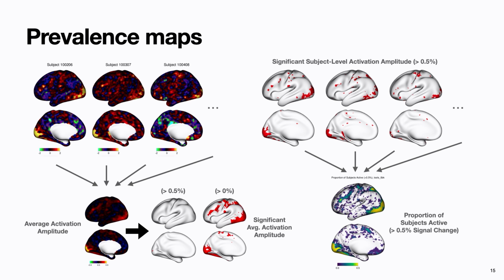One of the reasons this is not historically done is because we don't have enough power at the first level to produce prevalence maps. But with this Bayesian model, we actually do have decent power at the first level, and so prevalence maps are something that we can start to look at.